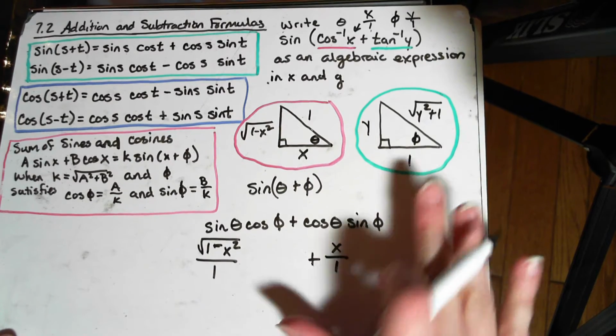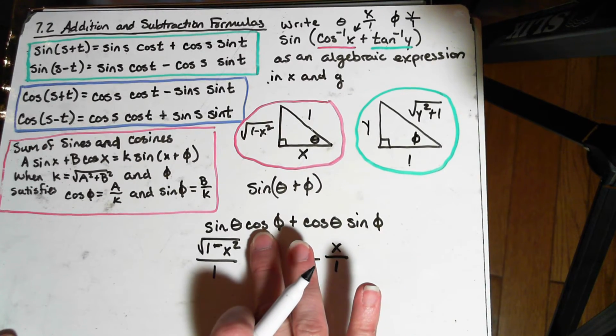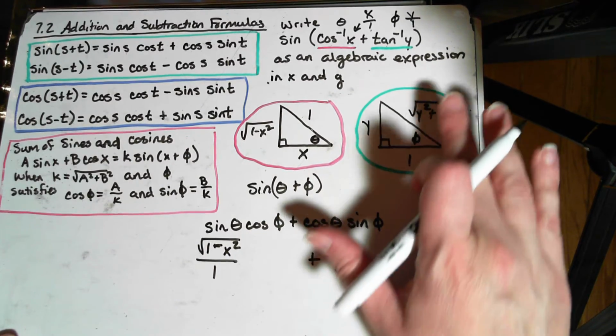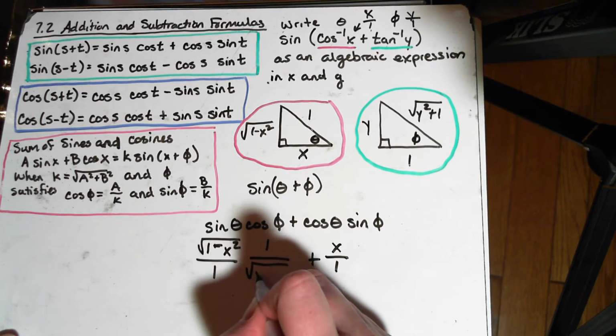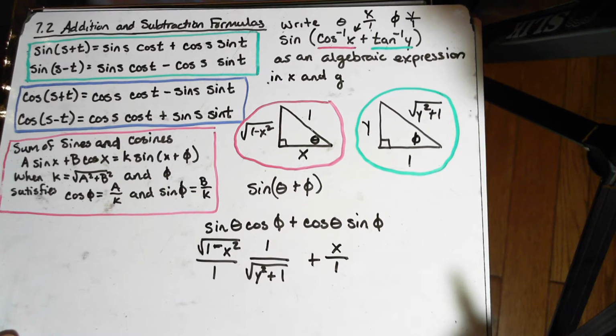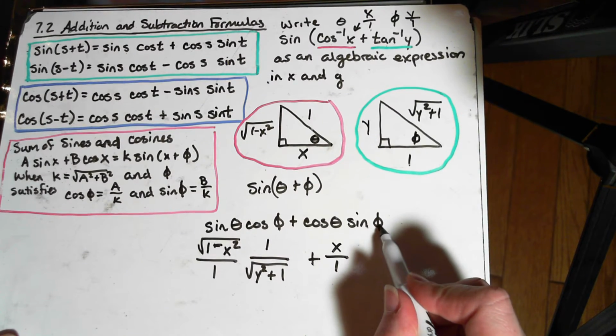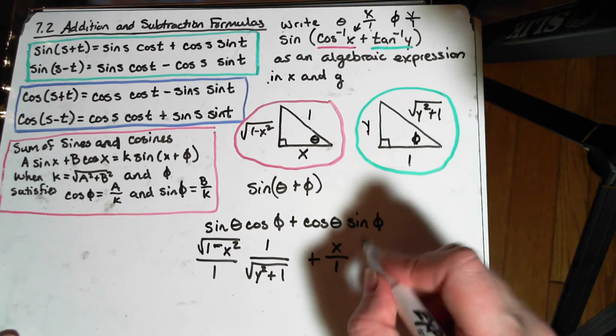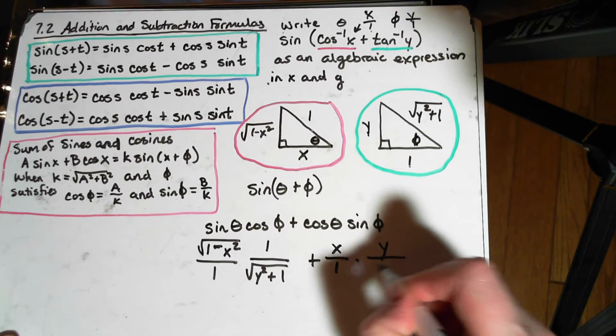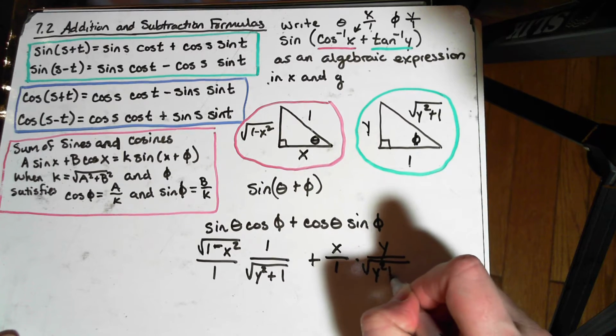Now I'll go back to my phi triangle. Cosine of phi. Cosine is adjacent over hypotenuse, so that's 1 over square root y squared plus 1. Sine of phi. Sine is opposite over hypotenuse, so that's y over square root y squared plus 1.